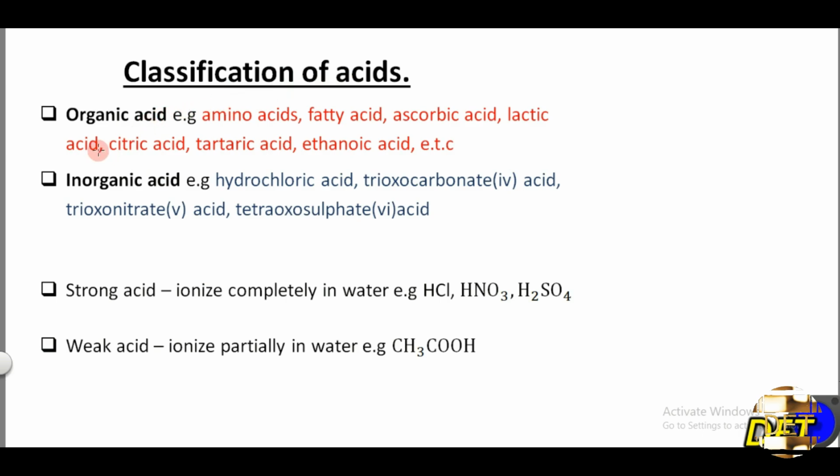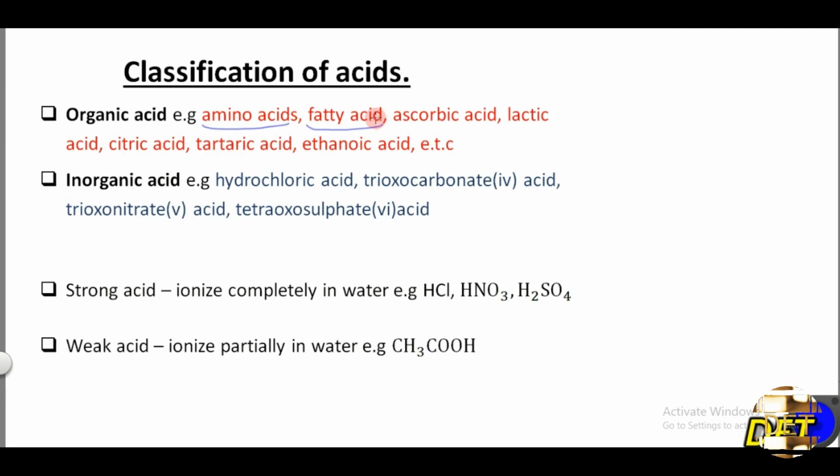Well, there are different classifications of acids. We're going to look at four here, right? So the first one is organic acid. Organic acids are acids that are found in living things. Examples are amino acids. Amino acids are gotten from protein, right? So they are organic products.